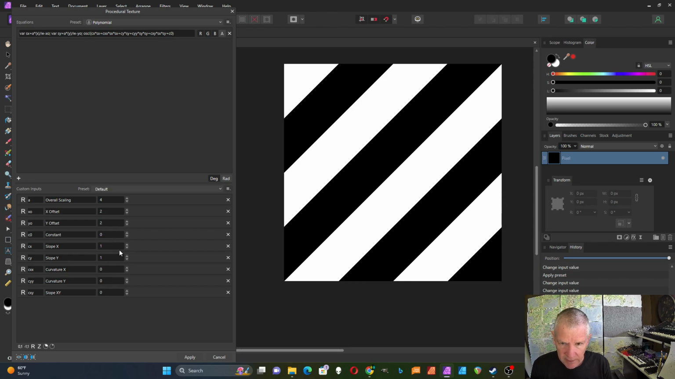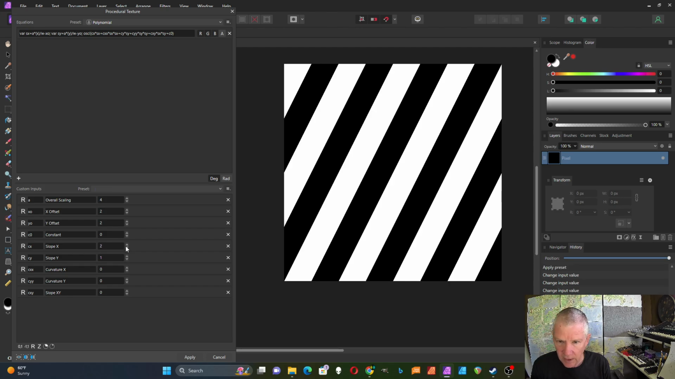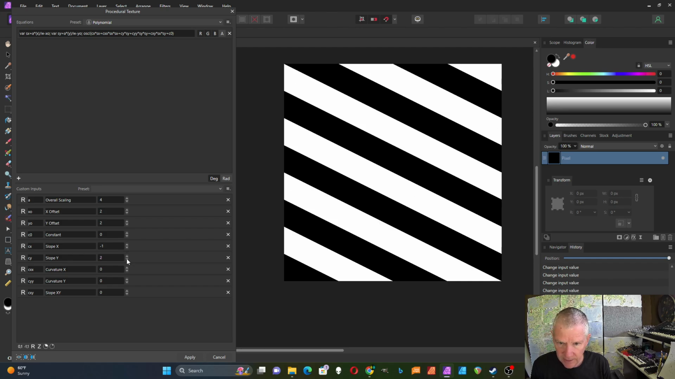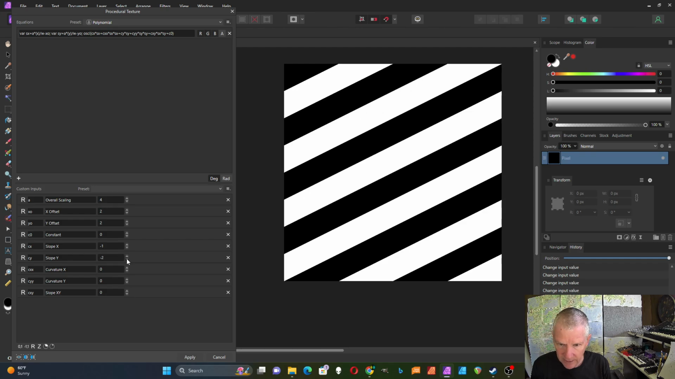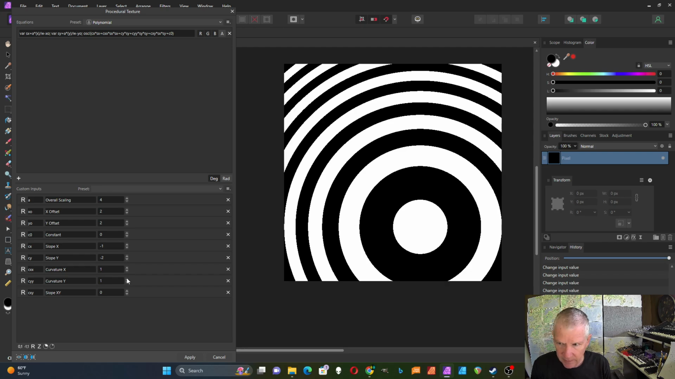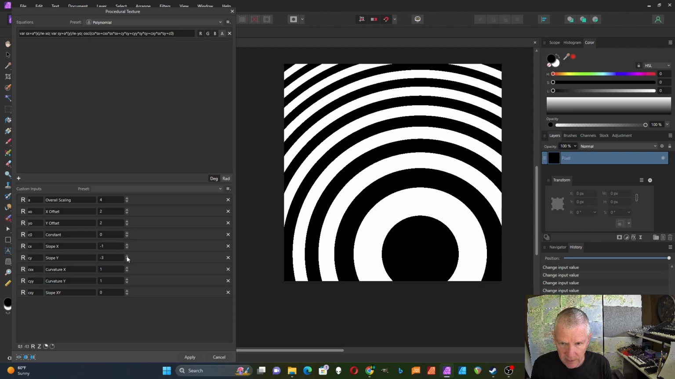And then I have a slope for x. So I can increase or decrease that, or go negative. I have a slope for y. I can increase or decrease that, or go negative. I have a curvature for x, curvature for y. And so if I turn the curvature on for both, I get sort of a circle. Now it's shifted.